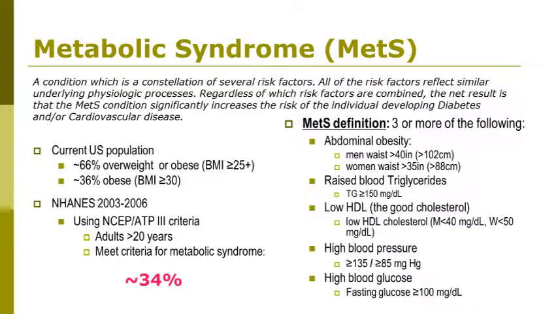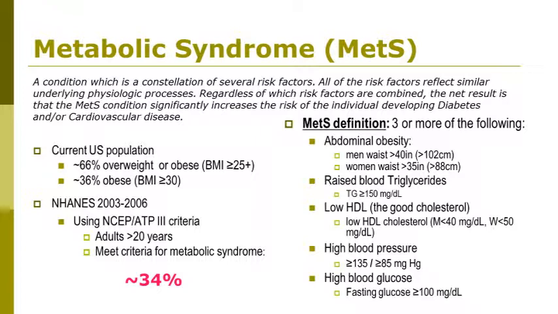So we know that the current population is very overweight and obese, and looking at data from national health nutrition surveys such as NHANES, we know that using criteria for metabolic syndrome, there is a large percentage of our population that actually does have metabolic syndrome. So not everybody that's overweight or obese, but here we have a third of our population with metabolic syndrome.